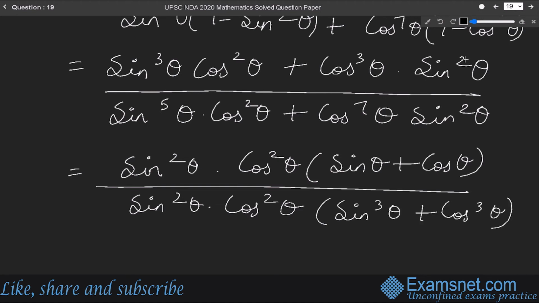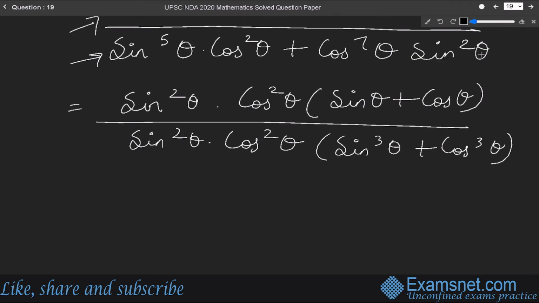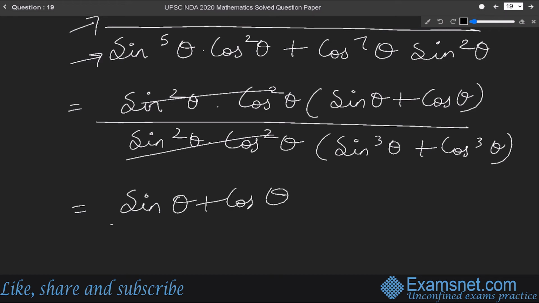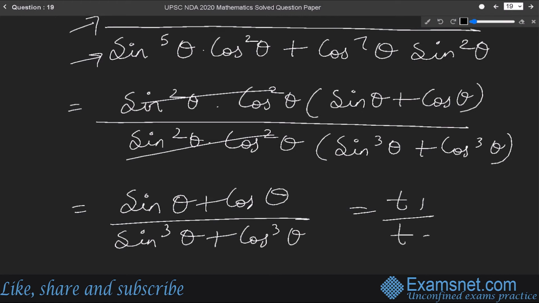You can see that in the numerator part sin square theta is common in both the terms, and in the denominator part sin square theta into cos square theta is common. So we have taken common. Now since these both are equal, this will be cancelled. So the remaining part will be sin theta plus cos theta upon sin cube theta plus cos cube theta, which is equal to T1 upon T3. You can see that T1 will be sin theta plus cos theta and T3 will be sin cube theta plus cos cube theta. So the answer is T1 upon T3.